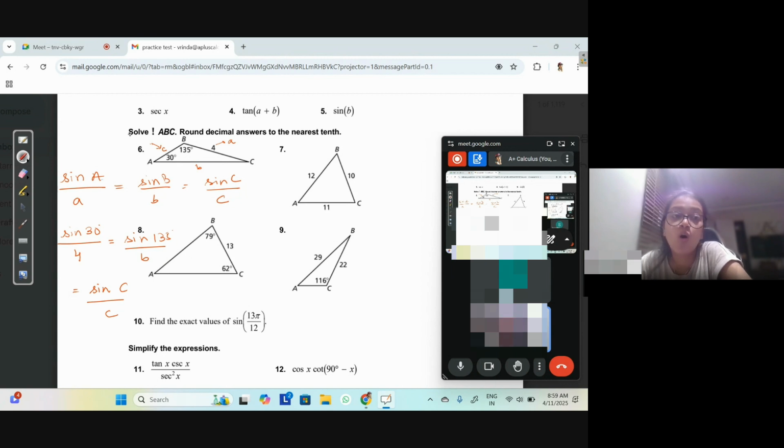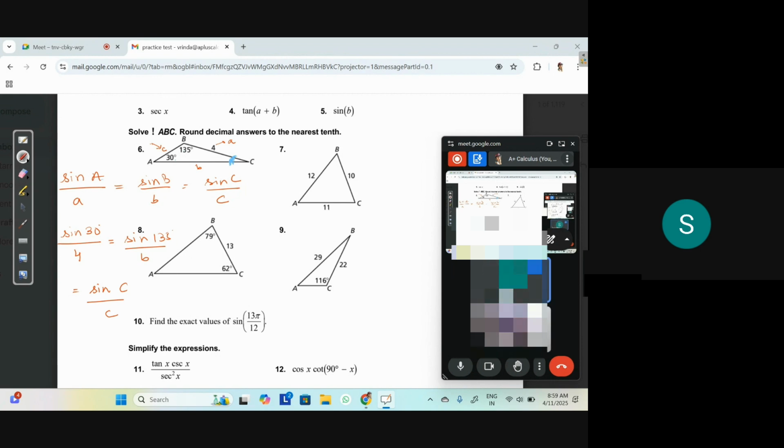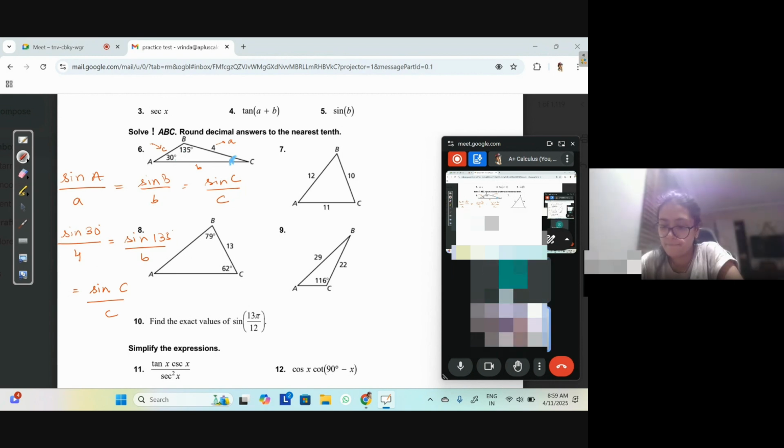You have to solve the triangle. That means you have to find out everything. You have to find out the 3 angles and the 3 sides. Find out this angle by using angle sum property. 30 plus 135 plus angle C will be equal to 180. So 180 minus 135 minus 30, angle C is 15.